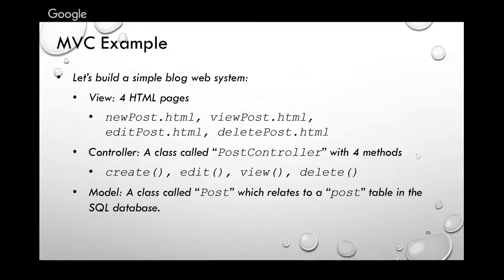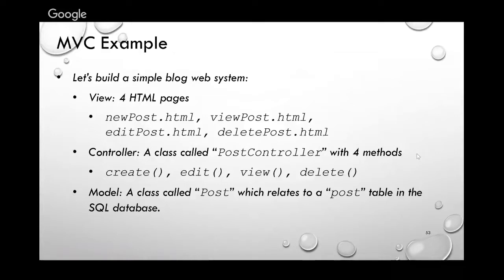The controller will just be a post controller. Because you have 4 operations or 4 pages on the view part, you also need 4 methods in the controller to support these 4 operations. So the post controller class will have 4 methods: create, edit, view, and delete. So 4 pages, 4 methods, and then the model will be just one class called post.